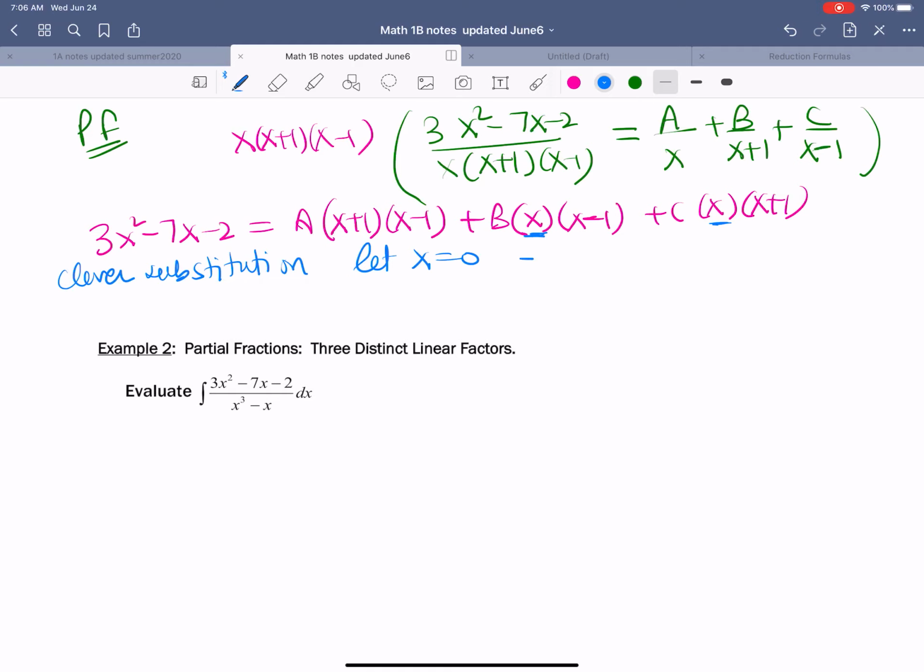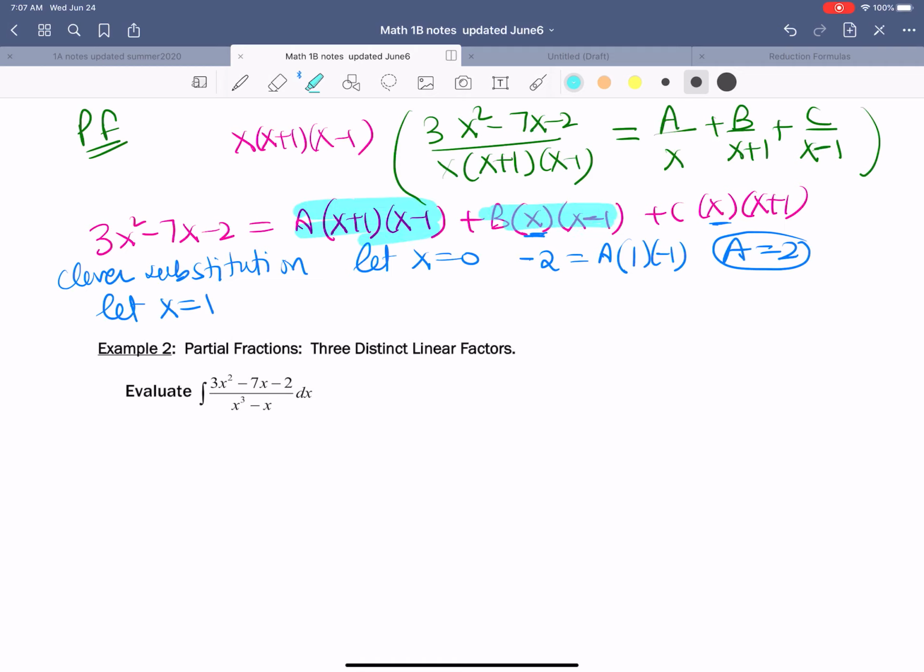So if x is 0, my left-hand side is negative 2. The right-hand side comes out to be 1 times negative 1. So I can say a is equal to 2 if I do clever substitution, x equal to 0. Next, I'm going to let x be positive 1. If x is positive 1, all the factors that contain x minus 1 are going to turn into 0, and I will be able to find out the constant c here.